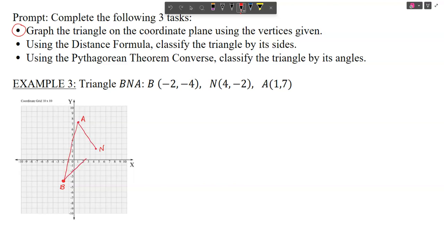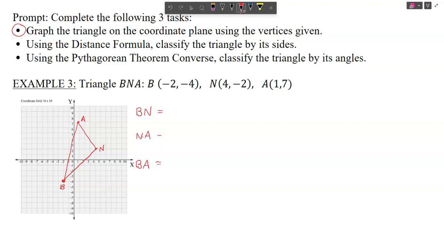Looking at my triangle, we need to determine a couple of things. First, we're going to use the distance formula to classify the triangle by its size. This takes a little bit of work, so we'll write out our segments: segment BN, segment NA, and then what other combination do we not know? BA. To get these three lengths, we're going to have to use the distance formula.